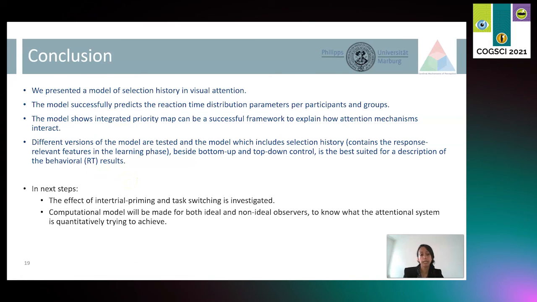In our next steps, we will try to add intertrial priming effect and task switching effect to the model. And also, we will make a computational model for both ideal and non-ideal observers to know what the attentional system is trying to achieve.